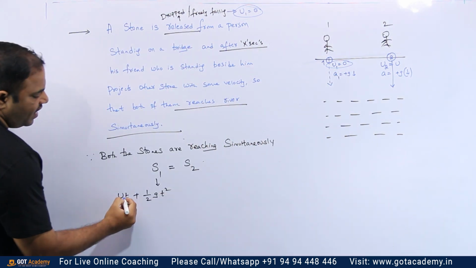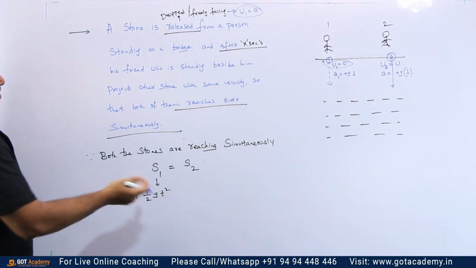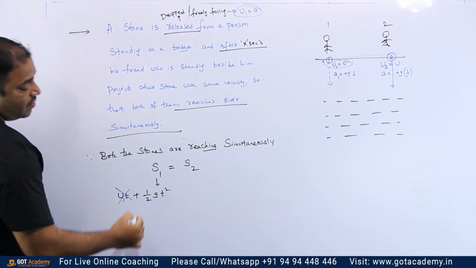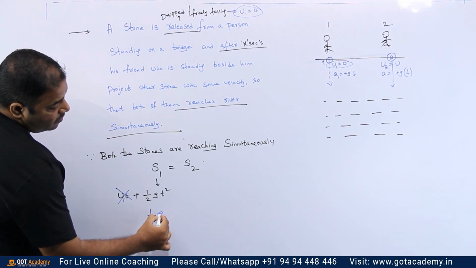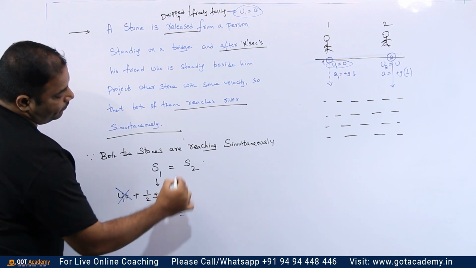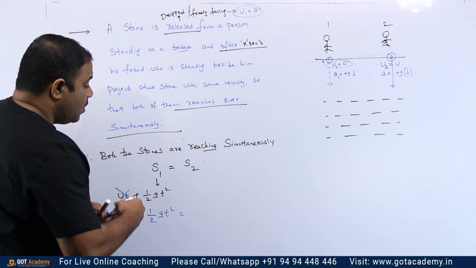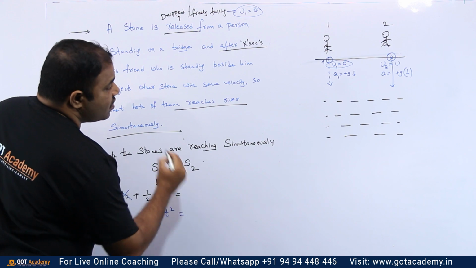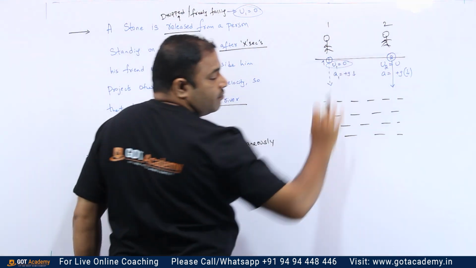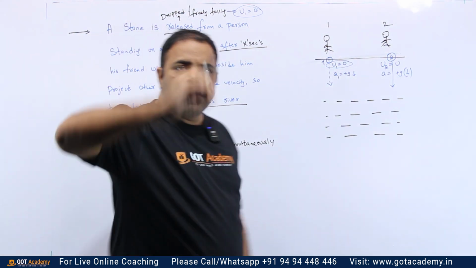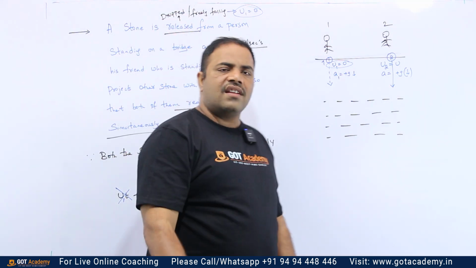So even if I write here, there is no use because it is 0. So this is cancelled. So the remaining part is half g t square. Okay. Now for the second stone, velocity is given, because you are projecting it with some velocity. So you have to consider that.